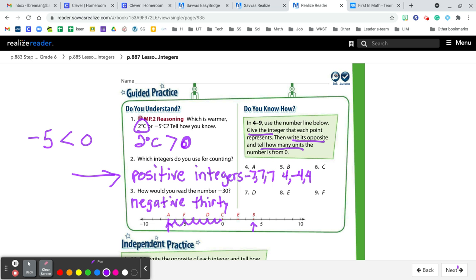For C, the value is 0, the opposite is 0, and it's 0 units away from 0. For D, our value is -2, the opposite is +2, and it's 2 units away from 0. For E, our value is +2, the opposite's -2, and it's 2 units away from 0. And for F, the value is -5, the opposite's +5, and it's 5 units away from 0. Whenever you're doing the units, it's always going to be a positive number, because we're just asking how many steps is it away from 0. It doesn't matter in which direction.